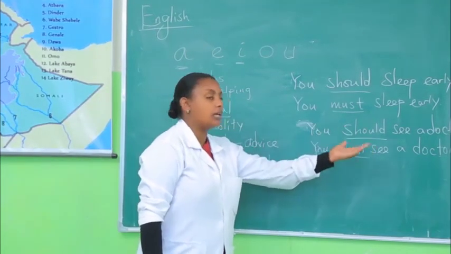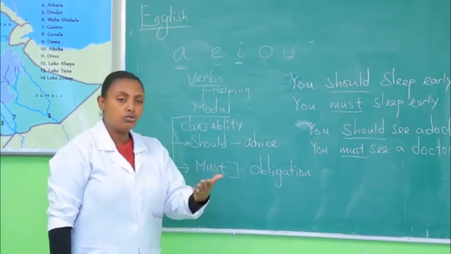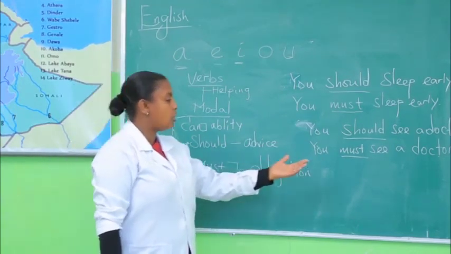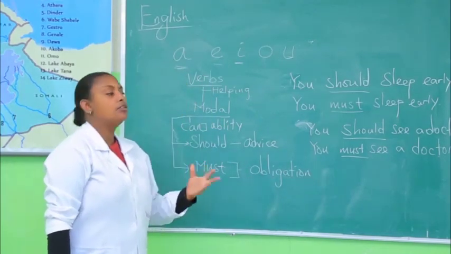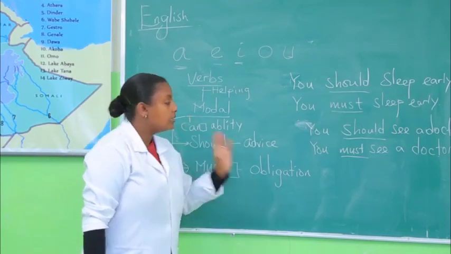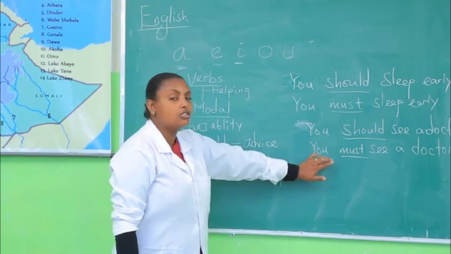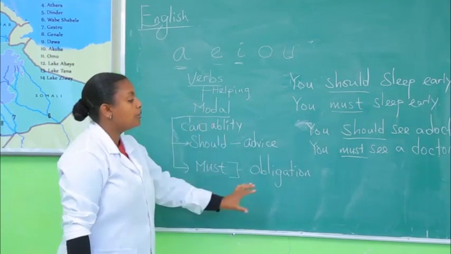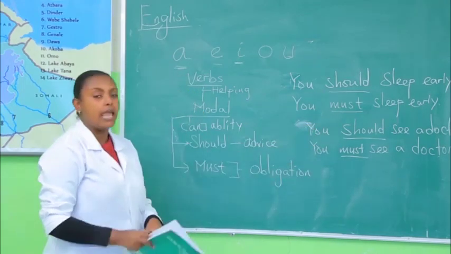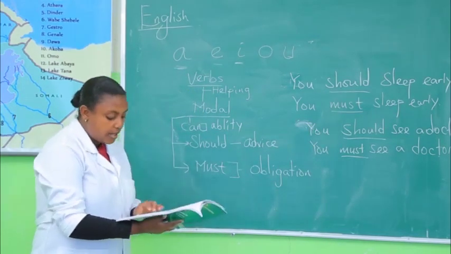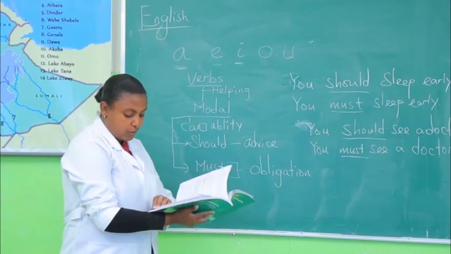You should see a doctor. You feel sick, so somebody is giving you advice to go to the hospital and see a doctor. But if somebody says you must see a doctor, then your sickness is in critical condition. You are very sick, so you have to see a doctor or you are going to be in danger. So this is the difference between must and should. There are exercises on pages 43 and 44.